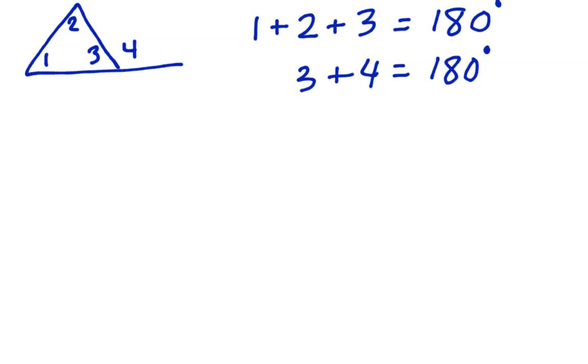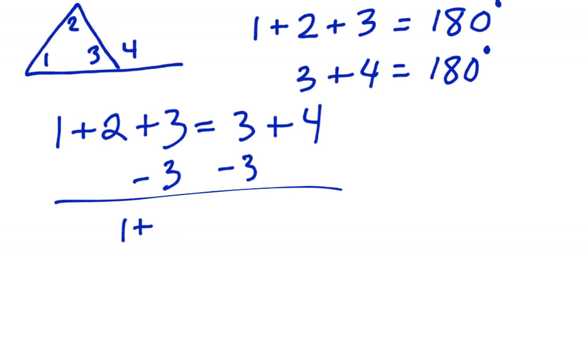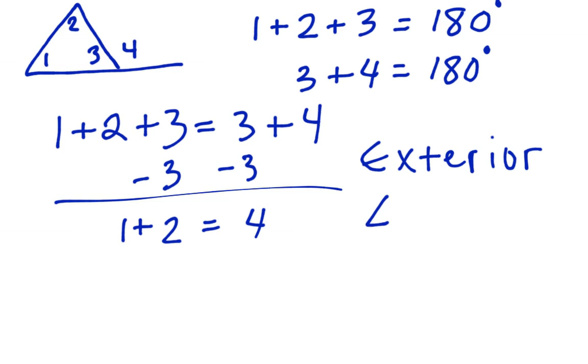Now, since they're both equal to 180 degrees, that means that those would be equal to each other. So angle 1 plus angle 2 plus angle 3 is equal to angle 3 plus angle 4. Both of these expressions equaling 180 degrees, so they must be equal to each other. If I subtract the measure of angle 3 from both sides, then I'm left with the measure of angle 1 plus 2 must be equal to the measure of angle 4. This is called the Exterior Angles theorem.